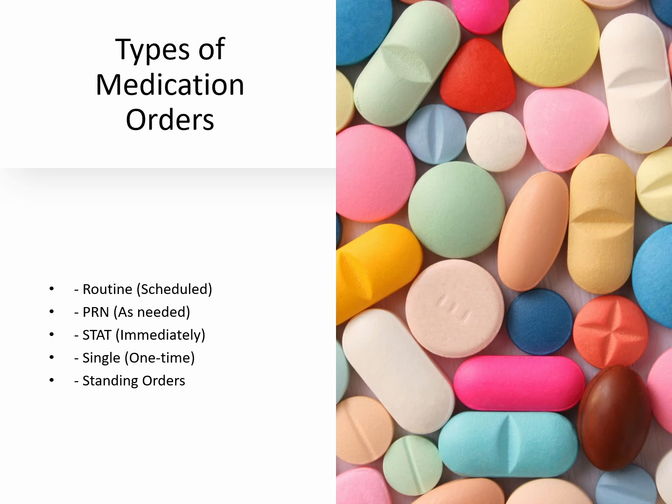One-time stat orders means a type of one-time order. It's given immediately or without delay. And then there's a single order. You can do a single one-time order. That means there's a single one-time medication administration. They may say give acetaminophen 200 milligrams one time now for headache, and that means just give it once.